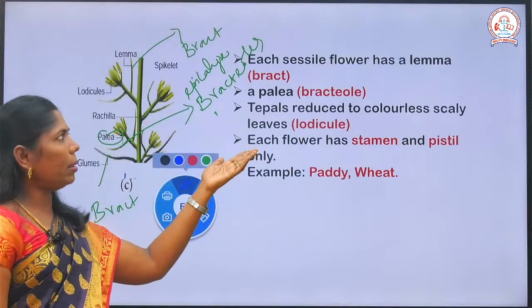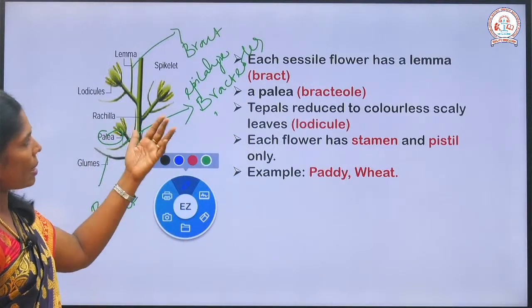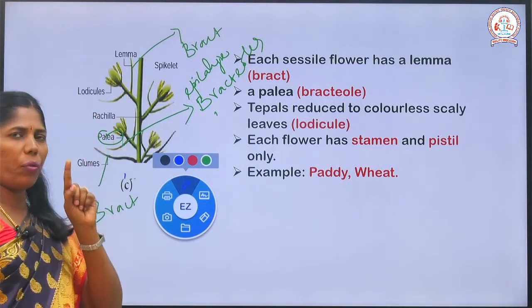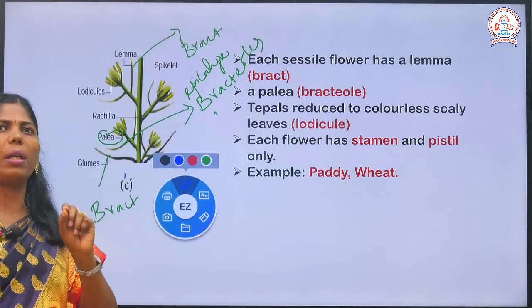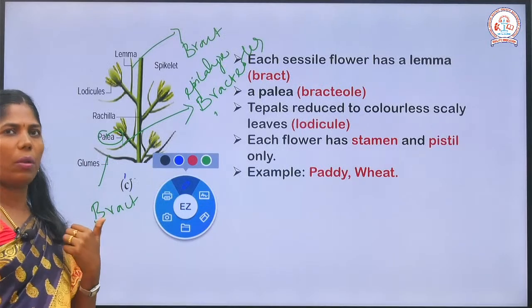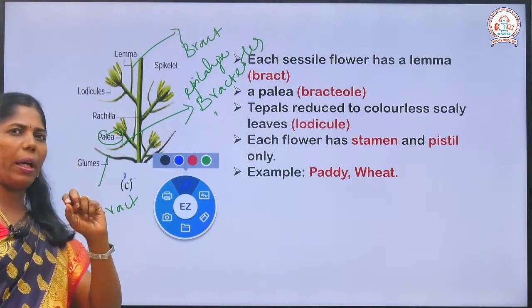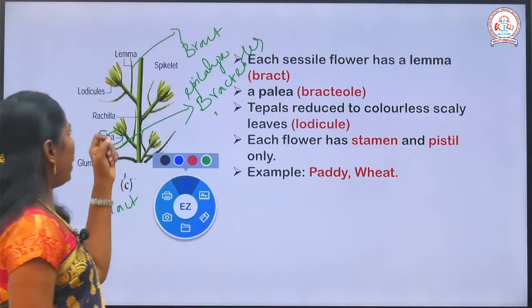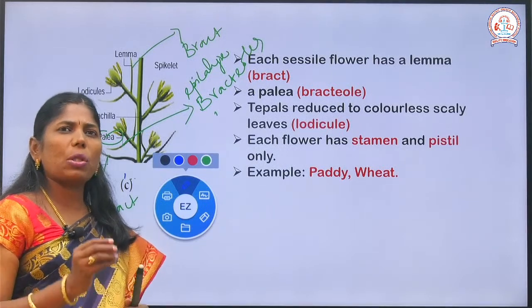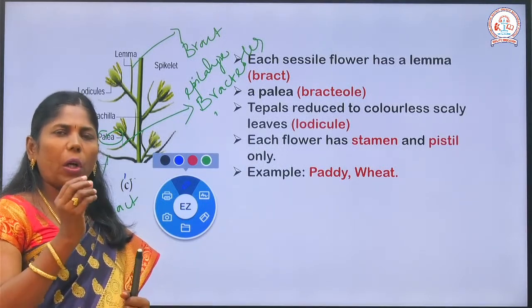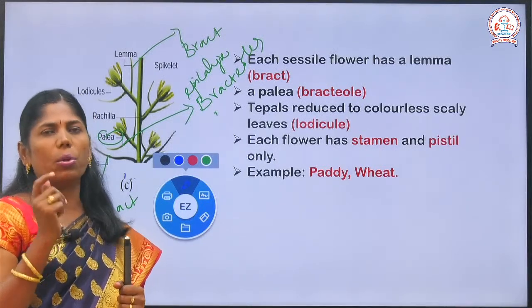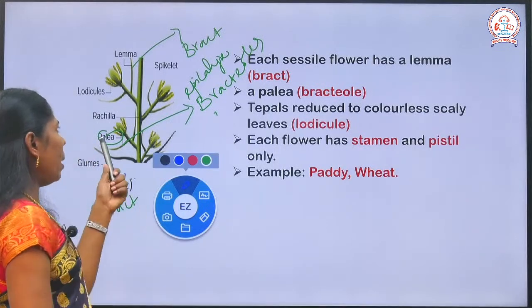So the palea is here the bracteole. Each sessile flower has a lemma. Okay, the lemma is for each sessile flower. The bract just below the flower, below each and every flower, we call the lemma. The bract below the whole inflorescence is called glume. Okay, the tepals inside are modified into a scaly structure, and that is called lodicules. The palea is the bracteole. So we can see bracteoles in the hibiscus. In the hibiscus flower, below the calyx there is a region called the epicalyx. So that is the bracteoles. Okay? So the bracteoles here are called palea.